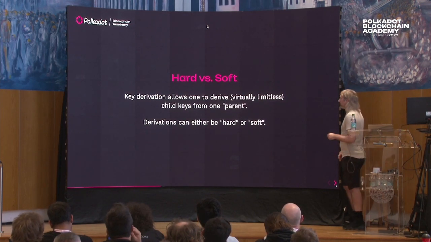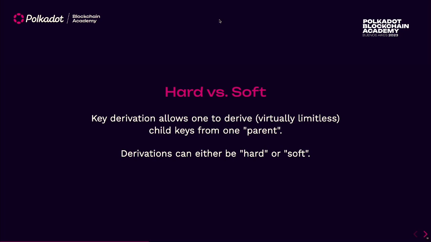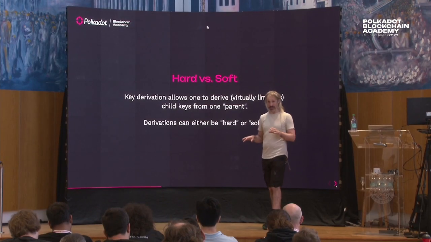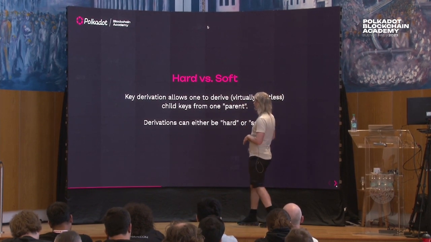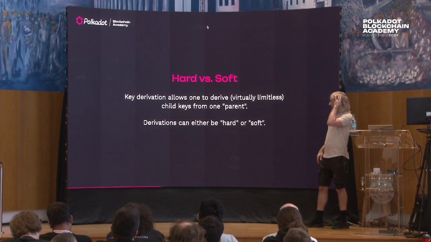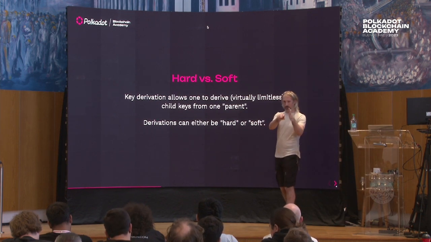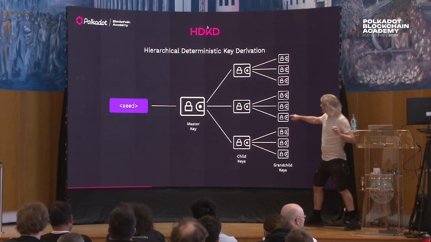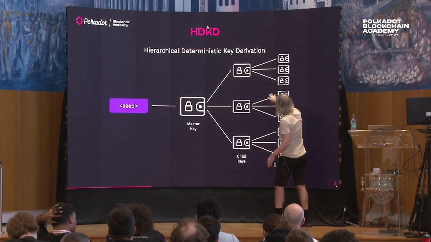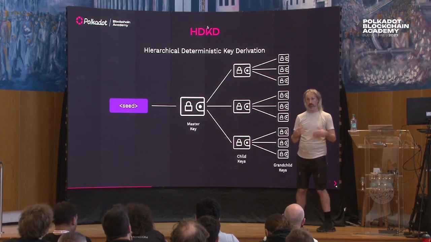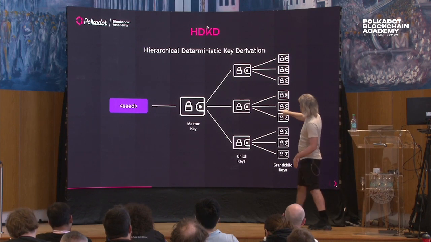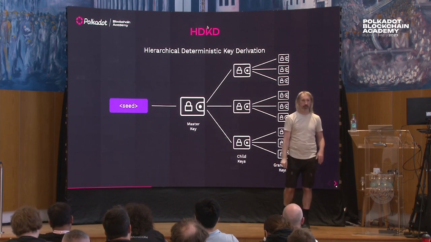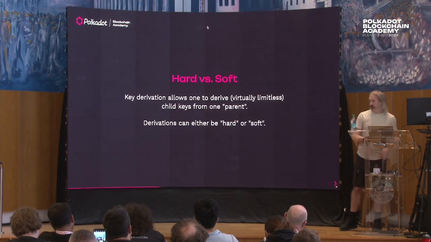There are roughly speaking two ways of deriving keys. And they're very different. They come with different guarantees. We call them hard and soft. Hard derivation: when we go down one of these tree nodes, the act of getting from here to here, that's a derivation. That's a single step. And the step can either be hard or soft.